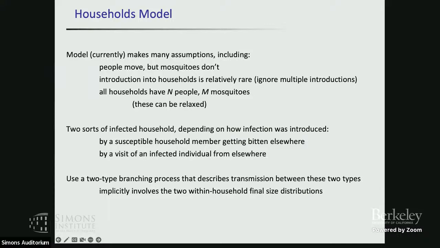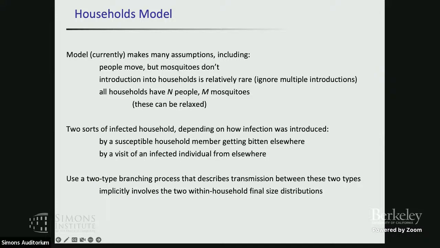Introduction into households is relatively rare, so we only have to think about single introductions rather than multiple introductions. We consider a collection of households at the moment of households of the same size, each of which has N people and M mosquitoes. We can relax those assumptions. In this framework, you have two sorts of infected household characterized by how infection was introduced. Either a susceptible person from your household has gone somewhere else and been bitten by an infectious mosquito, or an infected person from elsewhere has visited your house.